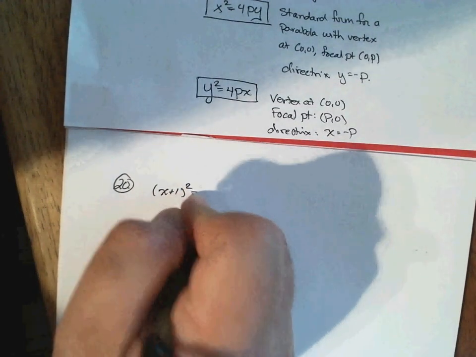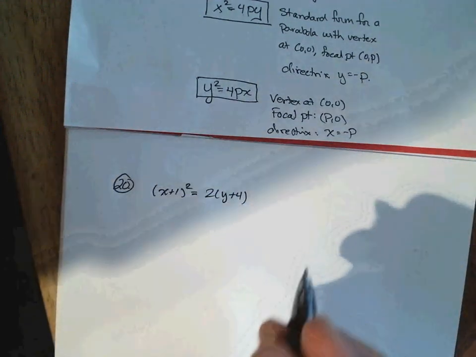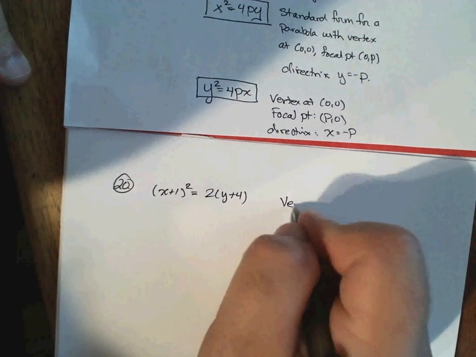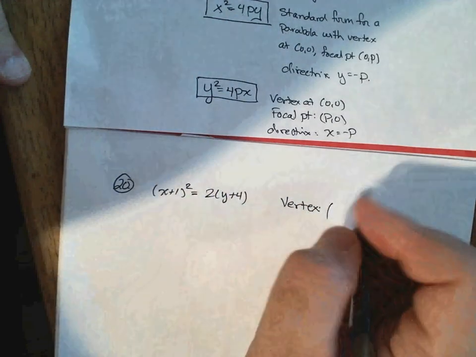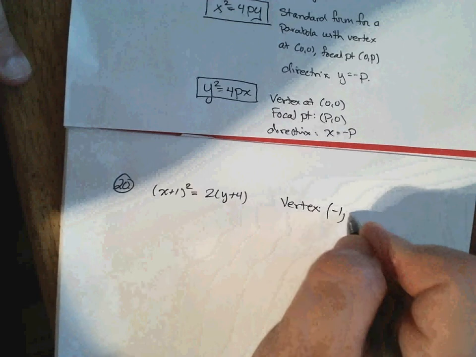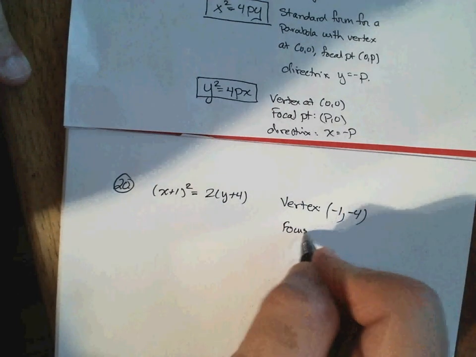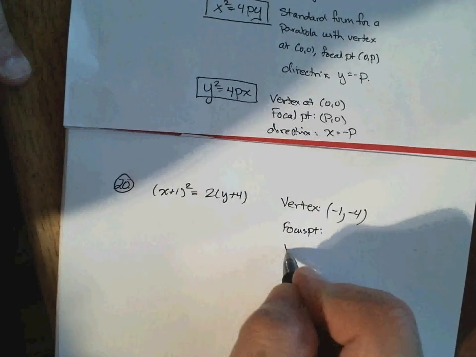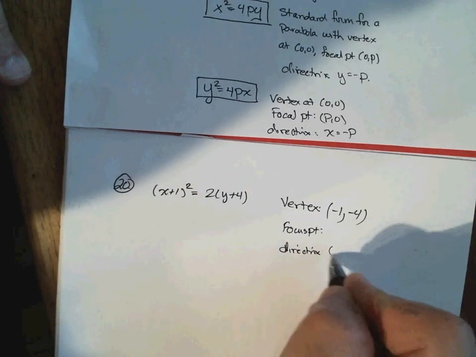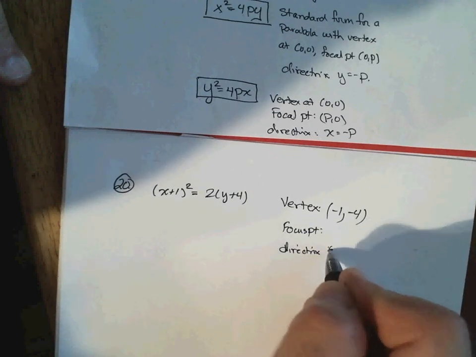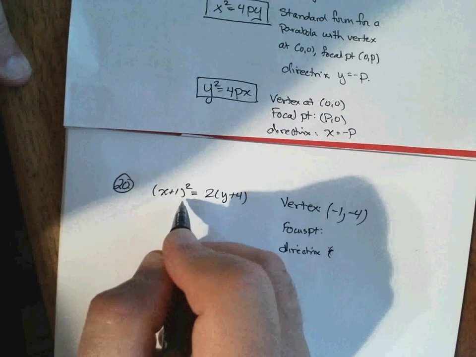So in 20 I have (x + 1)² = 2(y + 4). And so immediately I see a vertex has been shifted. My vertex, let's see, x minus h, so that's a -1, y minus k, so that's a -4. Okay, the focus point has to be found, and the directrix has to be found. Okay, we'll get to that in a second.